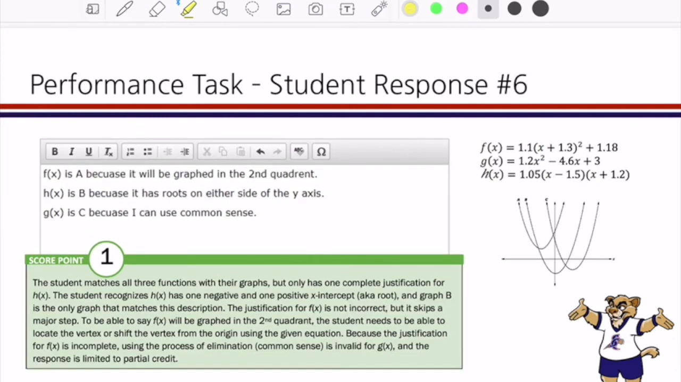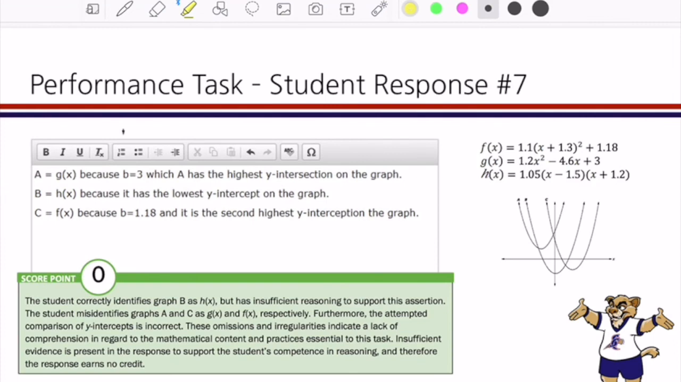On this 6th response, the student scores 1. All 3 functions are matched correctly. However, only one of them has complete justification, and that's the one for h of x. Because h of x is written in intercept form, so there's 1 positive and 1 negative root, their justification for h of x is correct. The justification for f of x is incorrect, and because of that, the student cannot use common sense or a process of elimination to match g of x with graph C, and so they would score a 1 on this question according to the rubric.